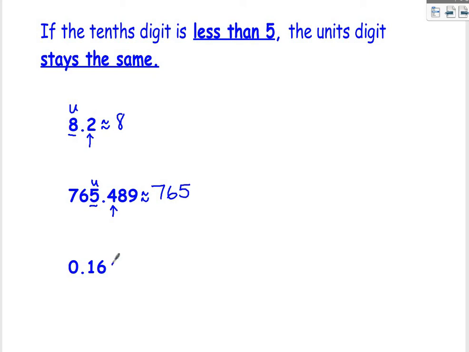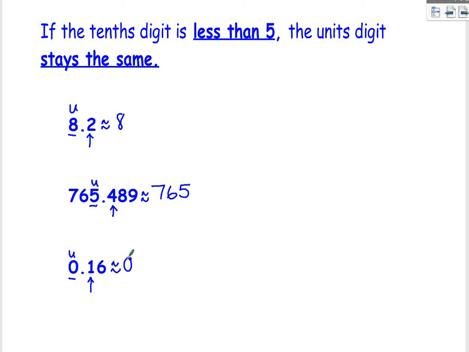And the next one here, in the units column, we have 0. In the tenths column is 1, so that's less than 5. So the units digit stays exactly the same. It's going to stay as 0.